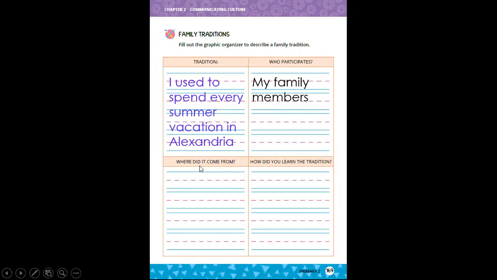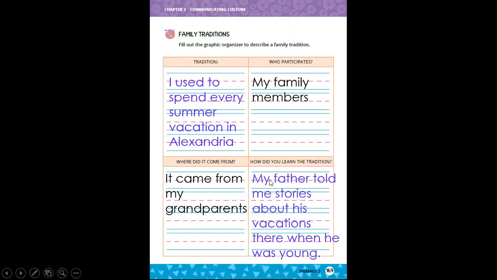Where did this tradition come from? It came from my grandparents. I know about this tradition from my grandparents. How did I learn this tradition? My father told me stories about his vacations there when he was young. So my father, when he was young like me, used to go to Alexandria to spend his summer vacation with my grandparents. And then my father told me stories about that. Then my father takes me and all the members of the family to spend the summer vacation in Alexandria every year too. So this became a family tradition.